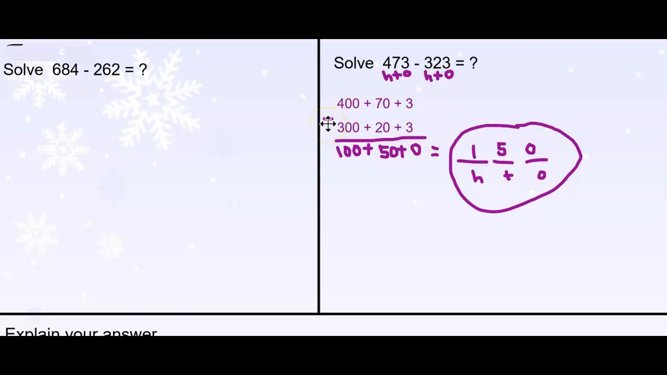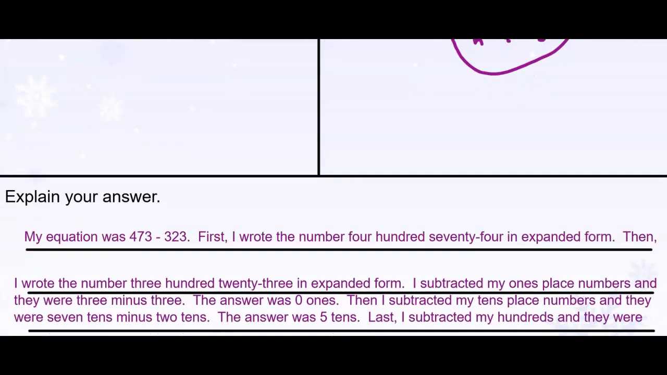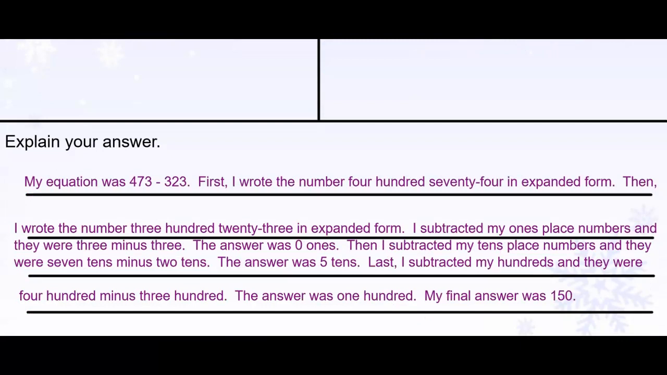We're subtracting, so 3 minus 3 is 0. 70 minus 20, 50. 400 minus 300, 100. When we put all of those numbers from expanded form back into standard form, your answer is 150. Pat yourself on the back if you got that correct. If not, just try it again.